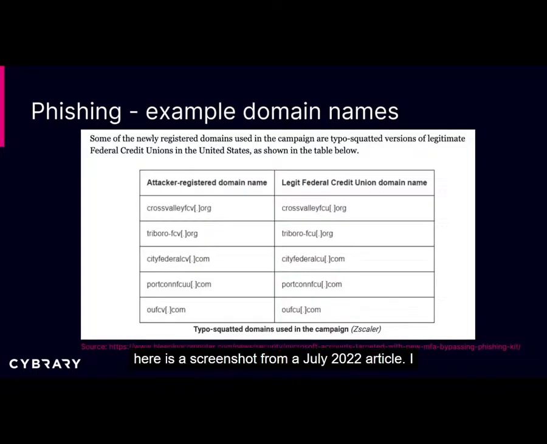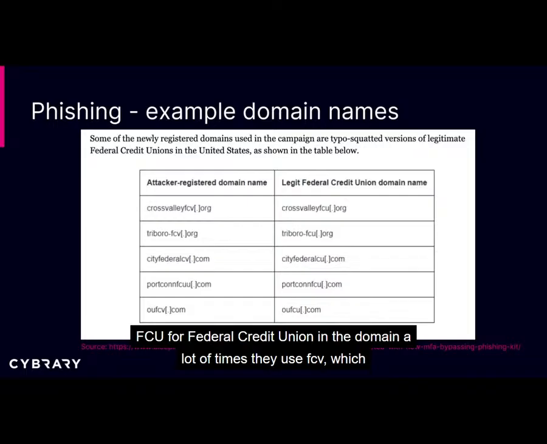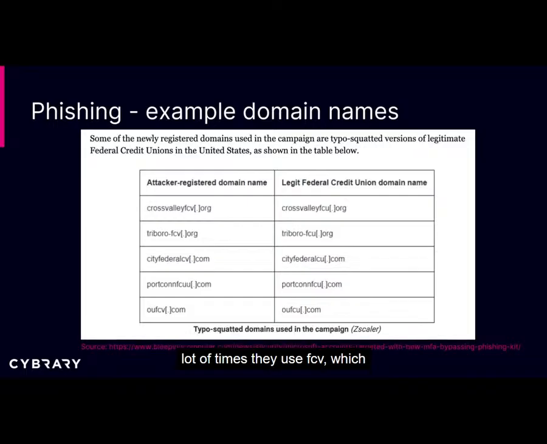Here is a screenshot from a July 2022 article I took from Bleeping Computer that was reporting on a group of hackers that had registered these domain names shown here that look so close to real Federal Credit Union domain names in the US that it would be hard for a victim to notice that they're not real. You can see that instead of FCU for Federal Credit Union in the domain, a lot of times they use FCV, which is really hard at first glance to notice.